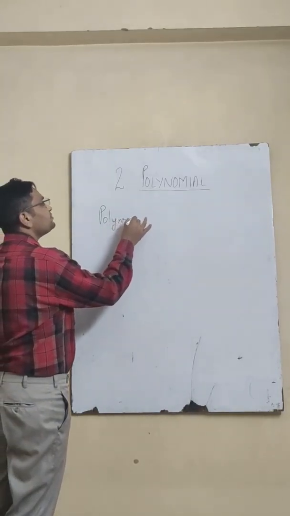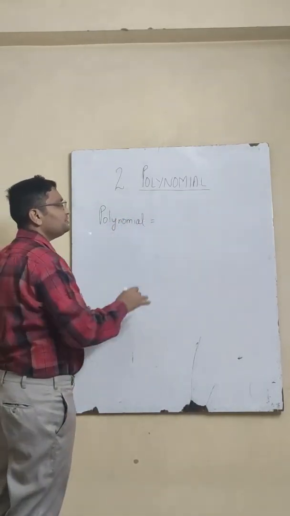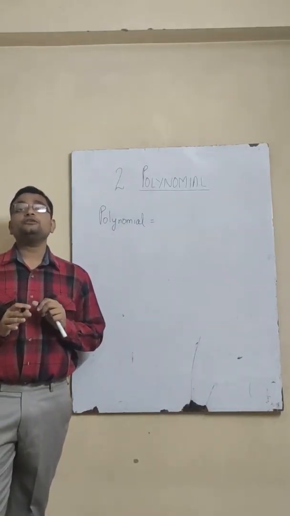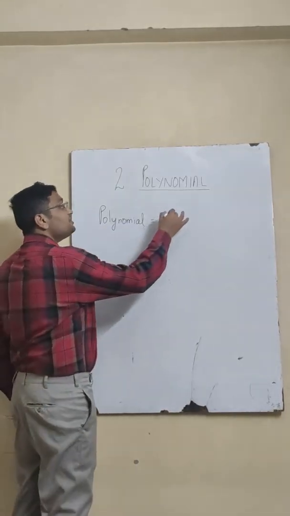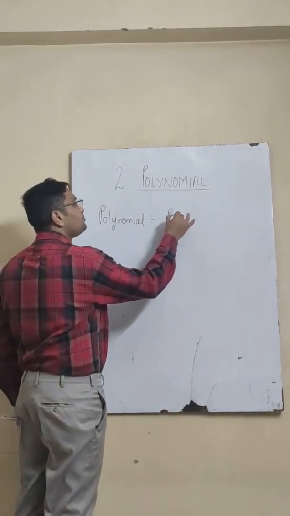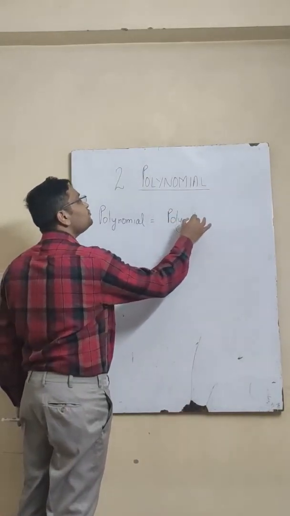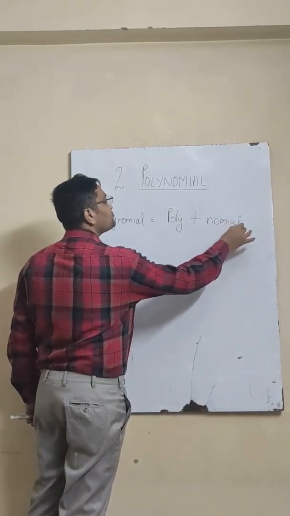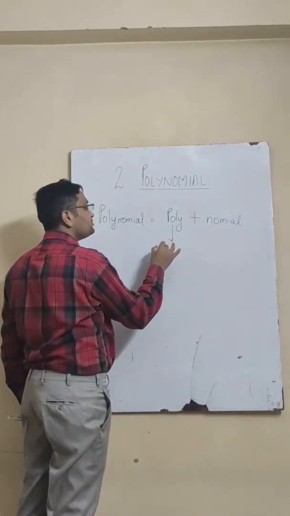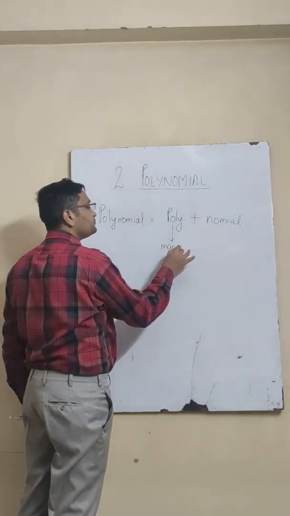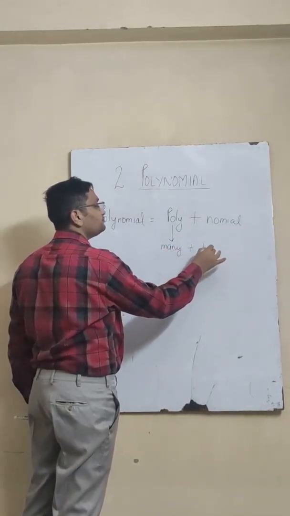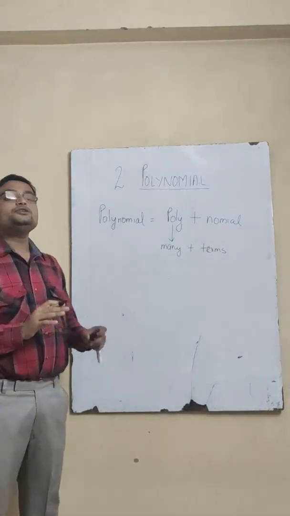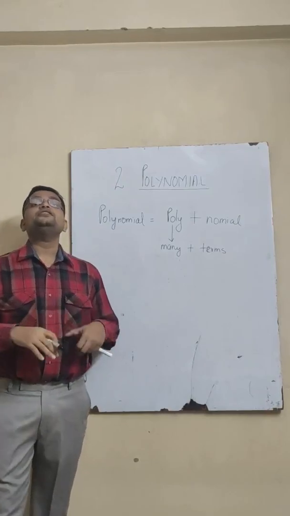Before I proceed to the formal definition of polynomial, I will discuss the literal meaning of polynomial. What does the polynomial mean actually? Actually, when we observe the word polynomial, it is made up of two words, poly and nomial. Poly means many and nomial means terms. That simply means, literally, the polynomial means many terms.